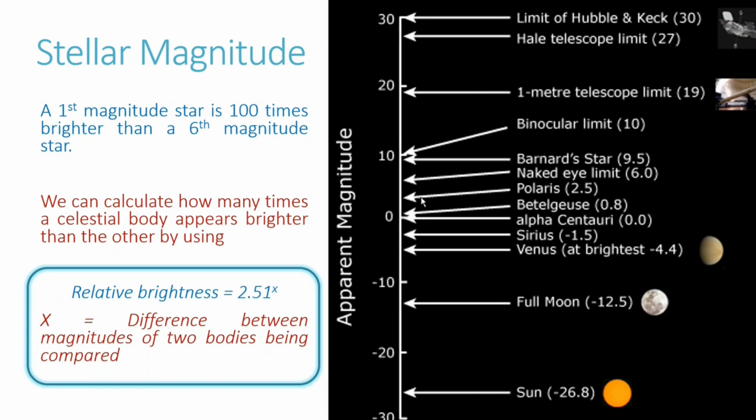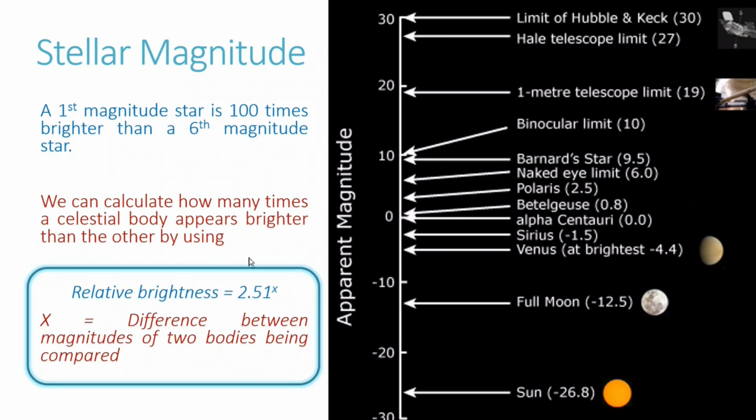Now you can try out this formula very easily, beta. This is 2.51 raised to power x. So if you want to compare a first magnitude star with a sixth magnitude star, what will be the difference in magnitude here? 2.51 raised to power 5, sir. Very good. So difference is 5.